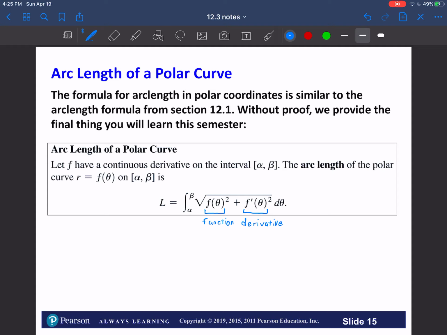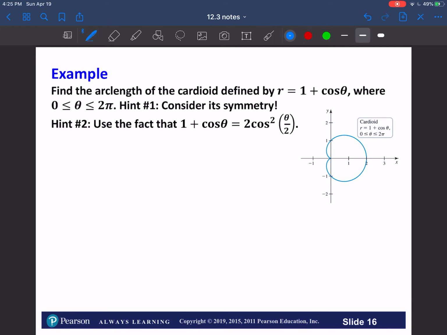All right, so let's do an example. We're going to find the arc length of the cardioid defined by 1 plus cosine theta, where theta ranges from 0 to 2 pi. So the first hint I'll give you is to consider its symmetry, and the second hint, which we will use later, is the fact that 1 plus cosine theta is equal to 2 cosine squared of theta over 2. That'll be useful in a bit.